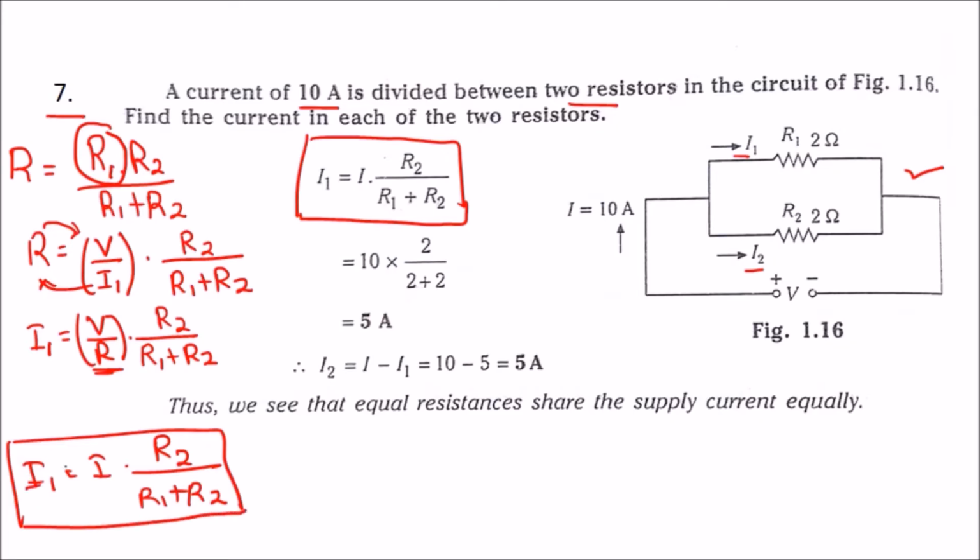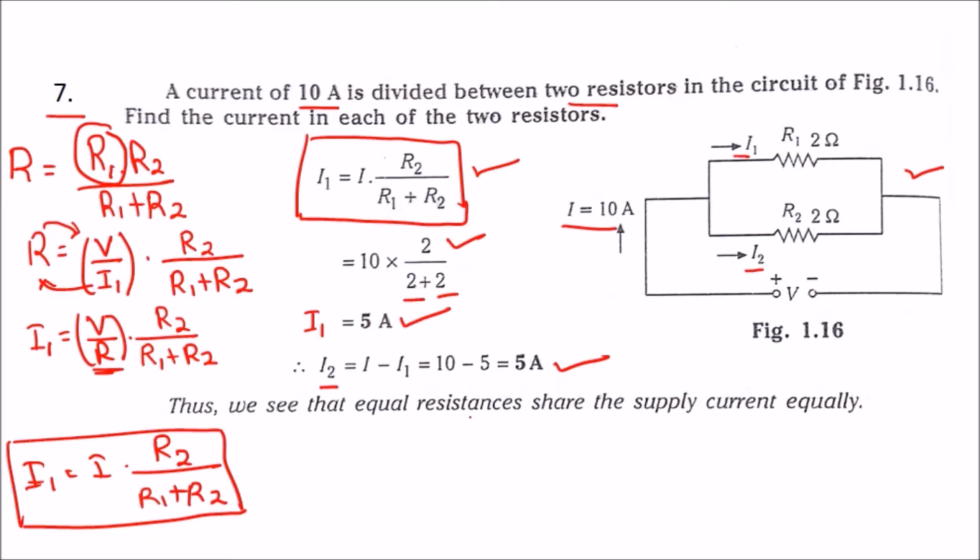So this is what is written here. We know the supply current, that is 10 amps, and we know R1 is 2 and R2 is 2. Simplifying this, we get I1 as 5 amps. So if we subtract 5 amps from the supply current, we get I2, that is 5 amps.